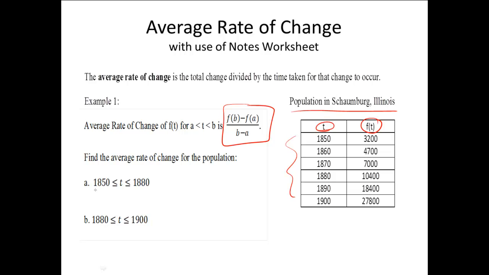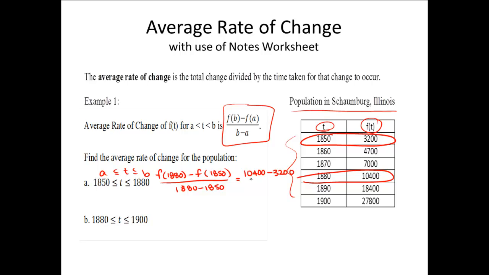So let's start with the first one. Our a value for this case is 1850, and our b value is 1880. So this is f of 1880 minus f of 1850 over 1880 minus 1850. Let's substitute those numbers in. f of 1880 is 10,400, and f of 1850 is 3,200, all divided by 1880 minus 1850.